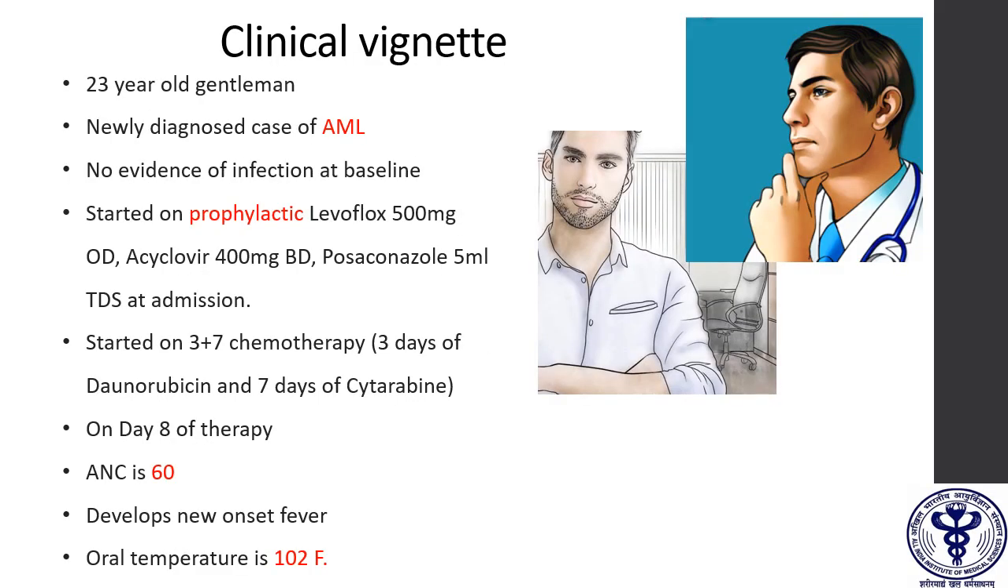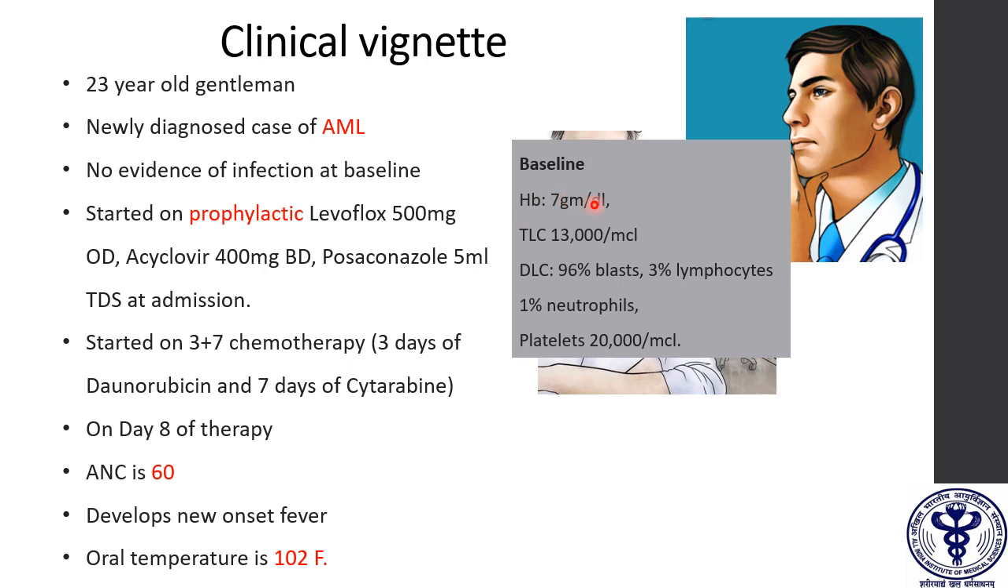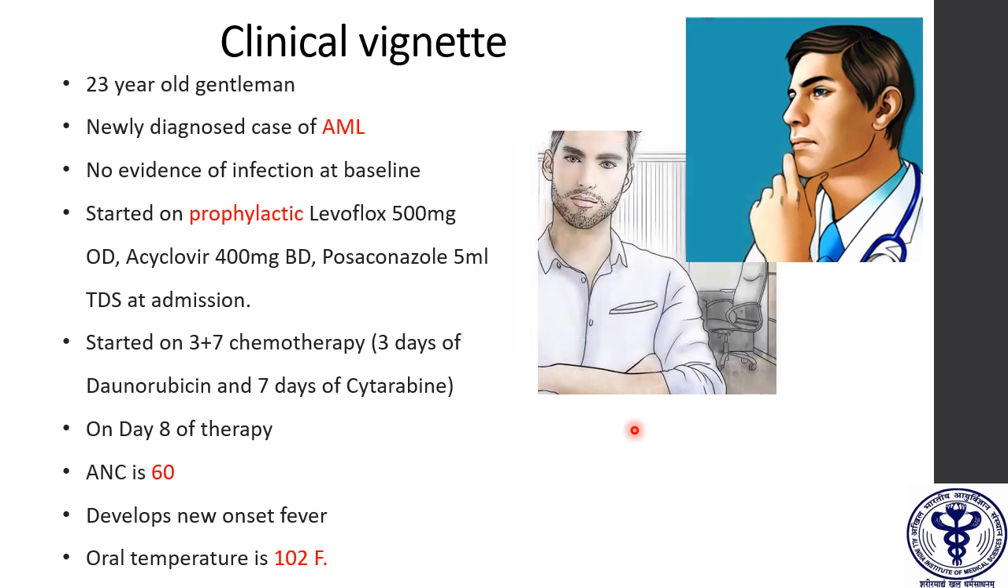So we have a case of a 23-year-old gentleman who's recently been diagnosed with AML. There was no evidence of infection at baseline, and baseline blood work showed a hemoglobin of 7, a total count of 13,000 with 96% blasts and 1% neutrophils, and a platelet count of 20,000. So he was started on prophylactic levofloxacin, acyclovir, and posaconazole, and given 3 days of daunorubicin and 7 days of cytarabine therapy. On day 8, he is found to have an ANC, or an absolute neutrophil count, of 60 and an oral temperature of 102 degrees Fahrenheit.